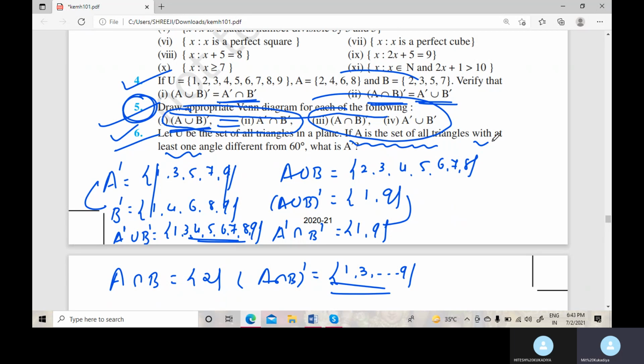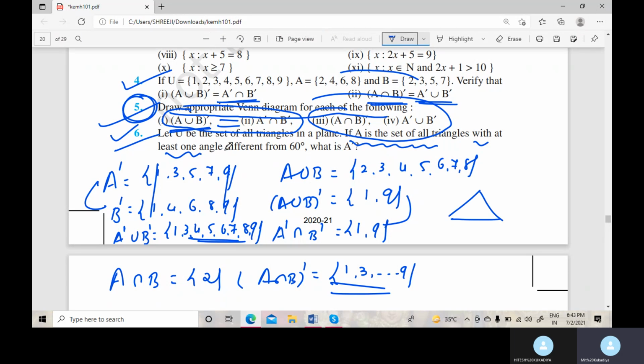That means our question has at least one angle. In a triangle, a total of 3 angles are given. So at least one angle is different from 60. At least means one angle is different from 60, otherwise two angles are different from 60, otherwise all the angles are different from 60. We take this in set A.